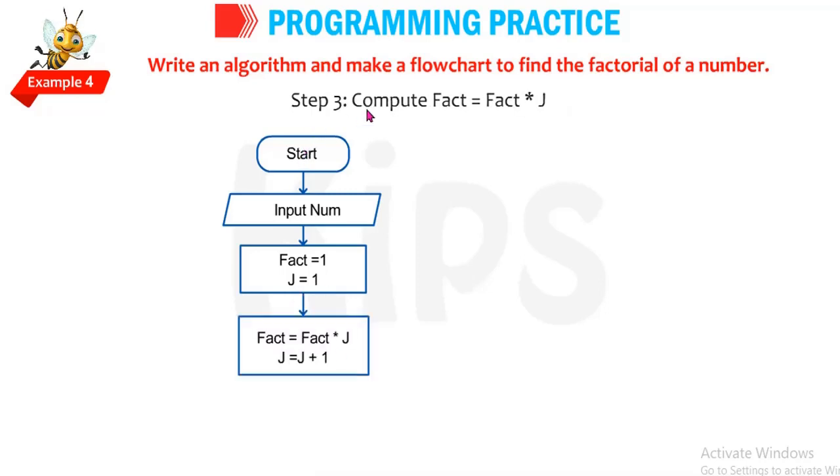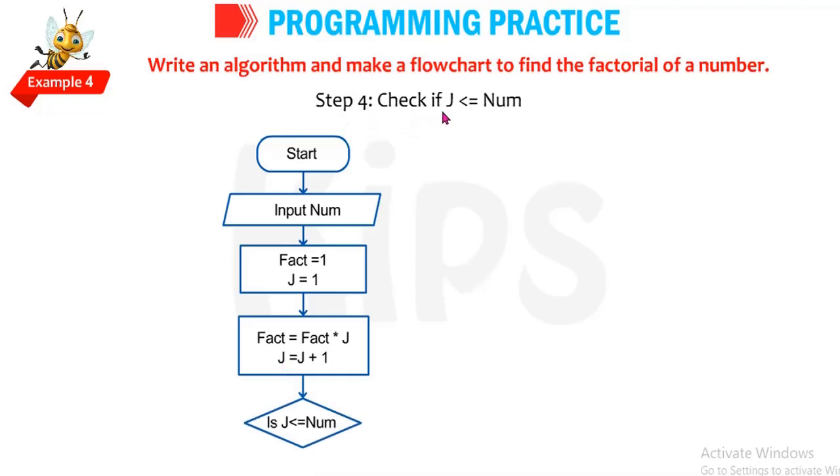Third step, compute fact is equal to fact into J. So the variable fact is equal to fact into J, that means 1 into 1. Then increment J by 1. Increment means increase, add 1 to J. What is the J value? 1. 1 plus 1. Then J is equal to 1 plus 1. What is the value of J now? 1 plus 1, 2. Step 4.